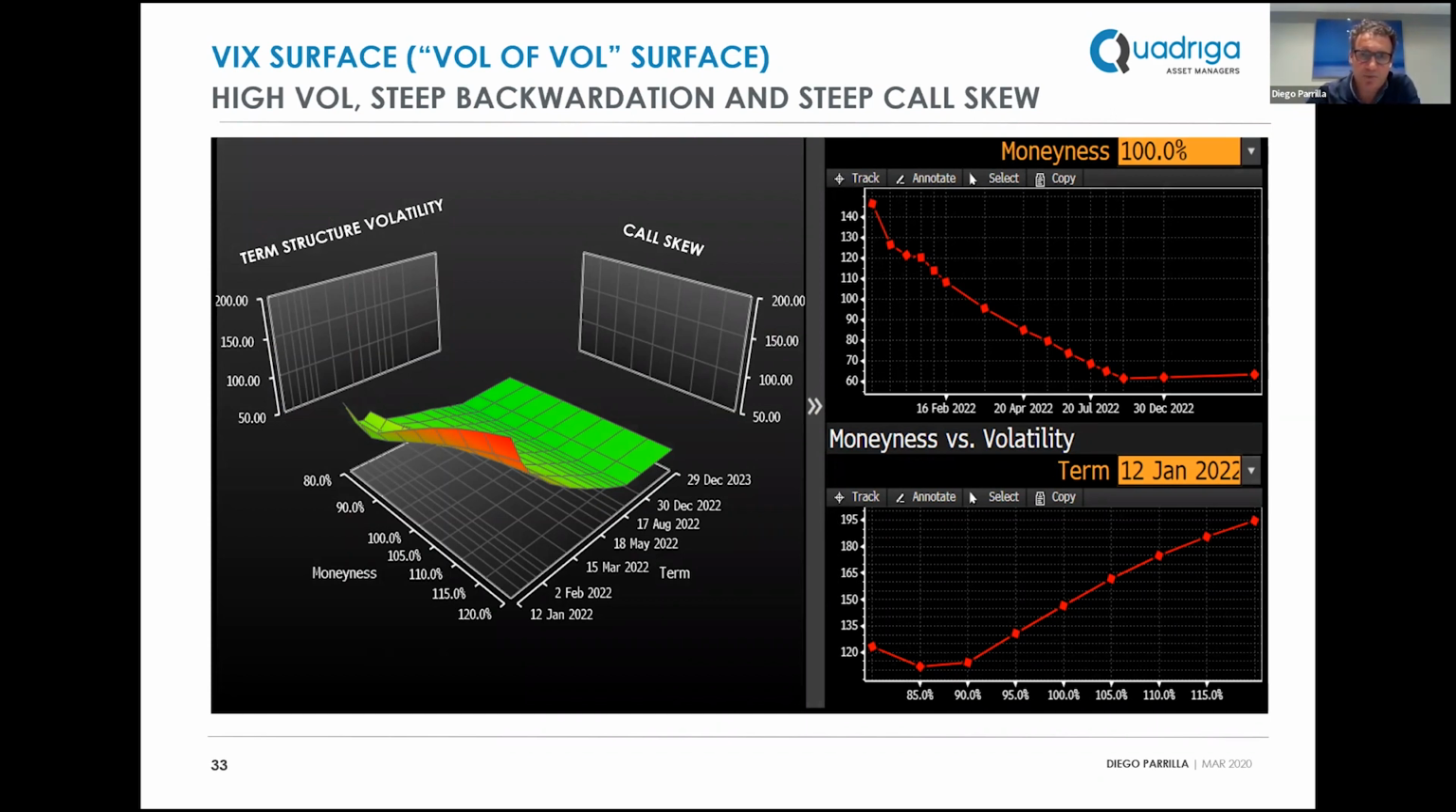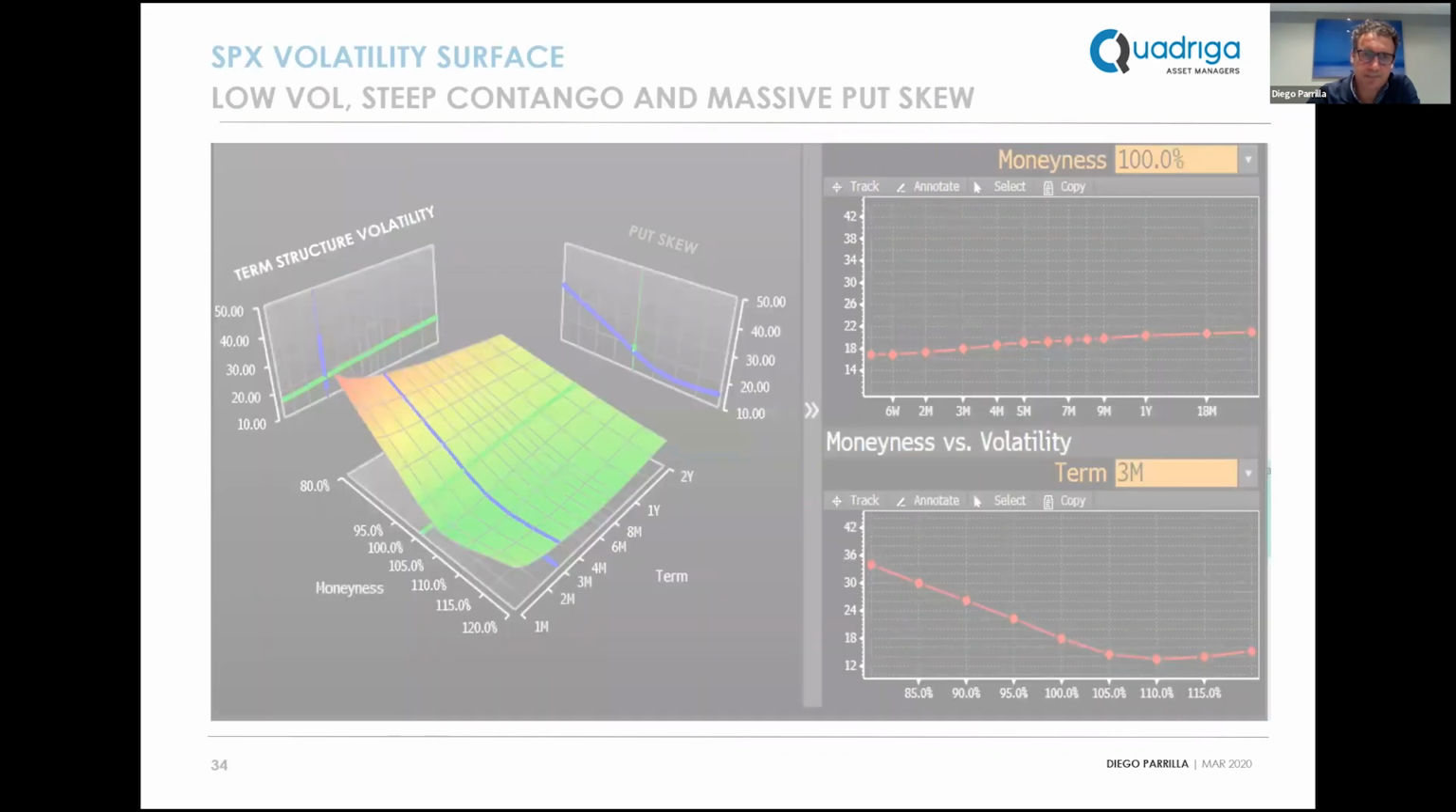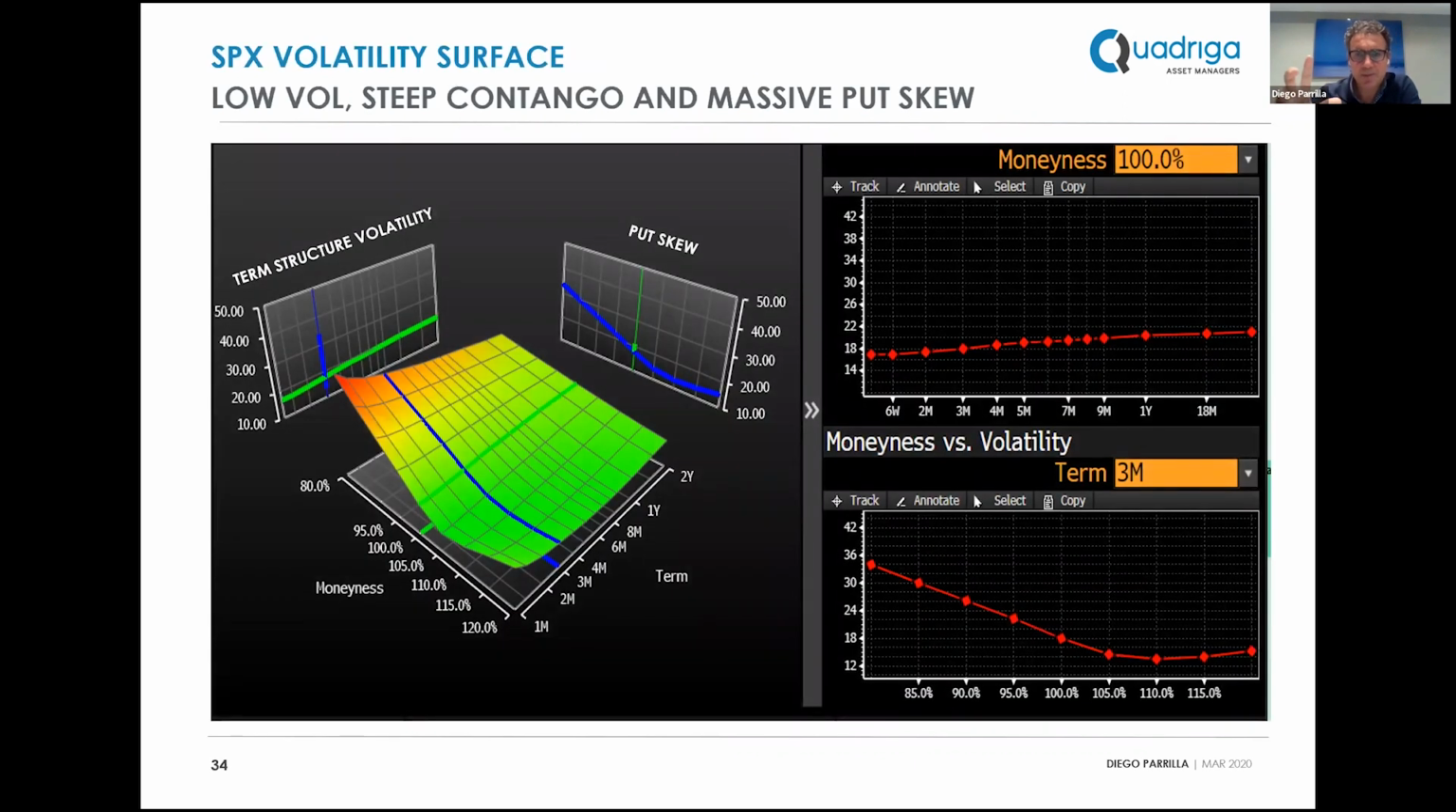What you see here is effectively the same information, just expressed in a 3D form, with snapshots of the term structure, the volatility, and the massive call skew that you see, and the term structure of these markets. If you think about a sort of mirror image of the VIX, at the end of the day, the VIX is in itself volatility. So the previous graph shows the vol of vol, the volatility of the volatility. What we see here is the volatility itself, the actual vol surface for the S&P. This is obviously a much lower level of vol.